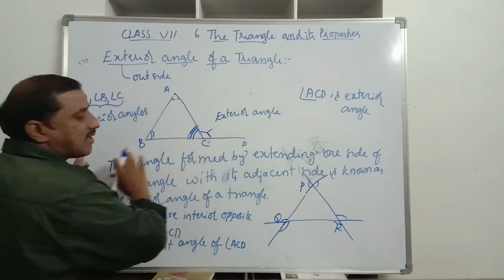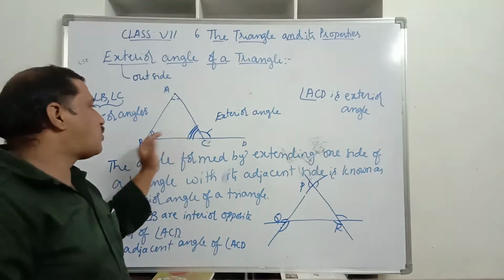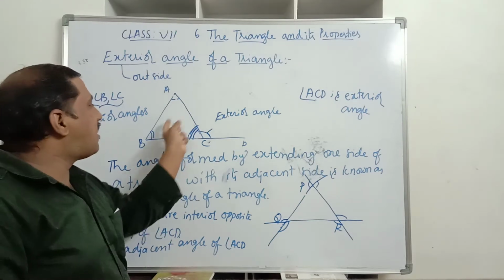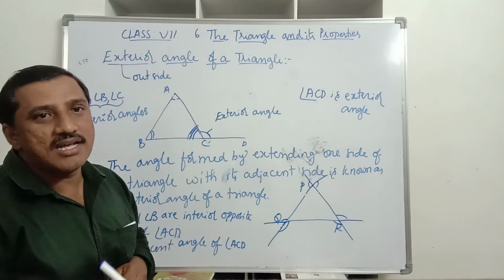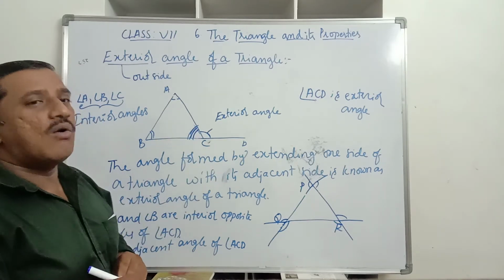These two angles are formed, they are adjacent angles and they are a linear pair of angles. These two angles are on the straight line. So the sum of these two angles is equal to how much? 180 degrees. A straight angle is 180 degrees.